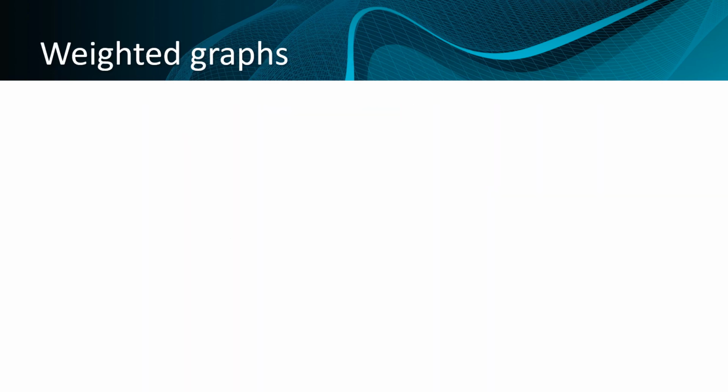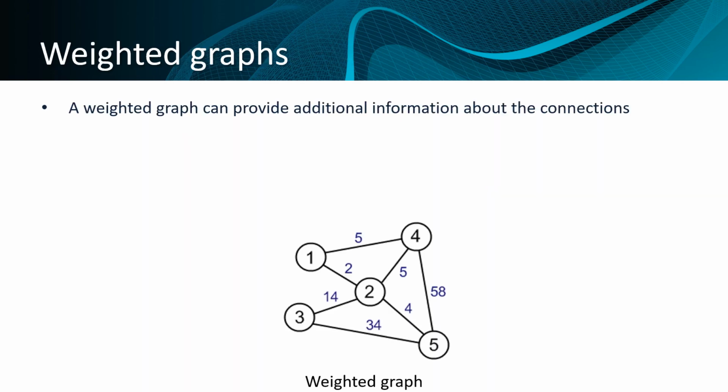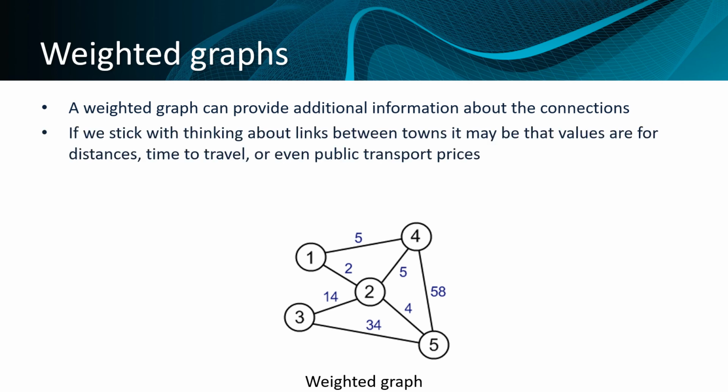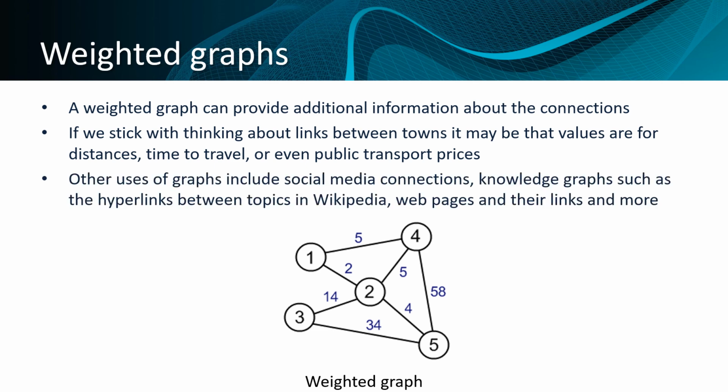A weighted graph can provide additional information about the connections. If we stick with thinking about links between towns, it may be values of distances, time to travel, or even public transport prices. Other uses of graphs include social media connections, knowledge graphs such as the hyperlinks between topics in Wikipedia, web pages and their links, and many more examples.